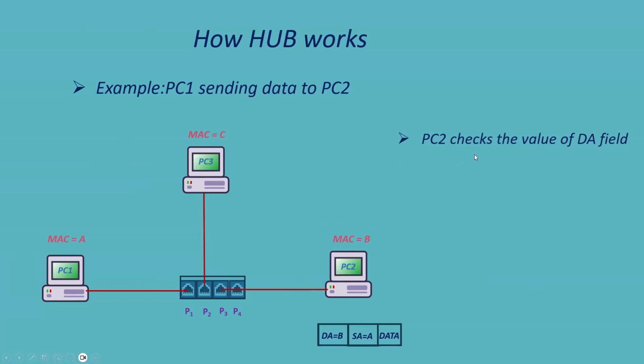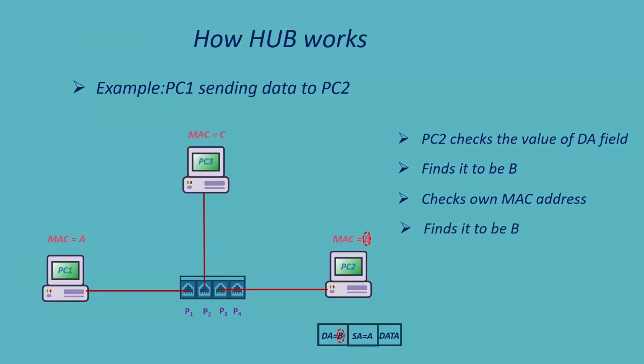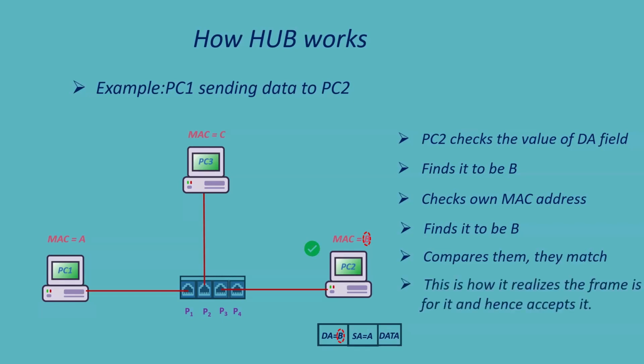What does PC2 do? PC2 checks the value of the DA field. It says the DA field is B. It finds it to be B, then checks its own MAC address, and finds it also to be B. So it says, the frame was sent to destination address B and my address is also B. So it matches, and that means it is intended for me. It was sent for me, so I should accept it. That is why it accepts it.